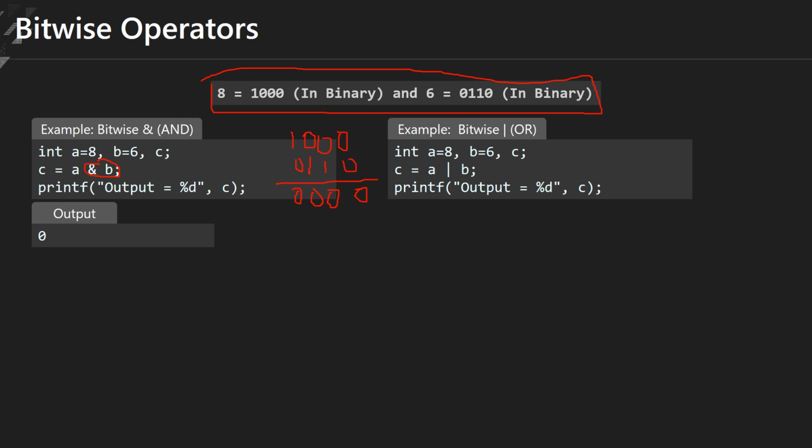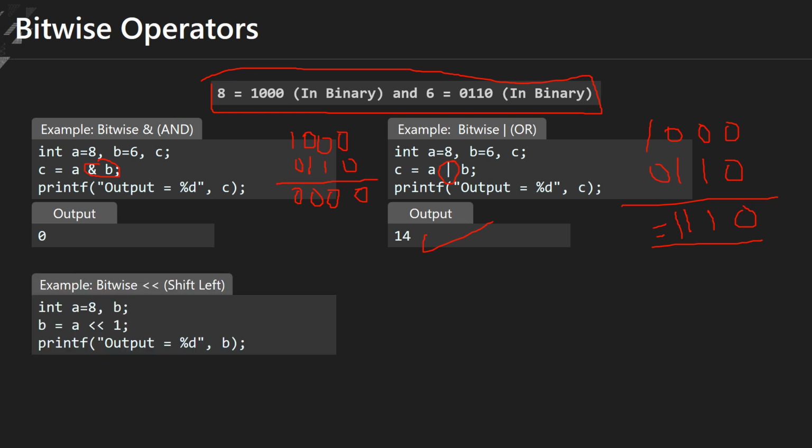Look at the OR operator. I'll take the same example, 1010 and 0110. When I apply the OR operation, if any one of them is non-zero, the value is true. Your output will be 1110. That means it is 14, which will be printed in decimal format. Its value is 14, so 14 is 1110.